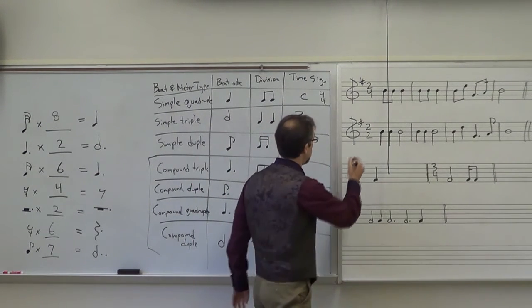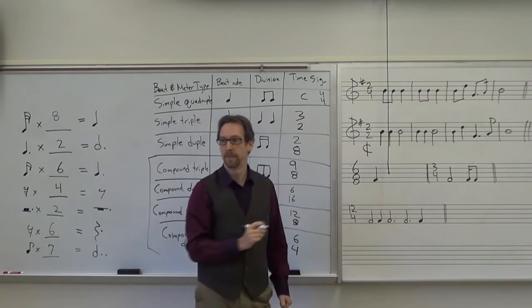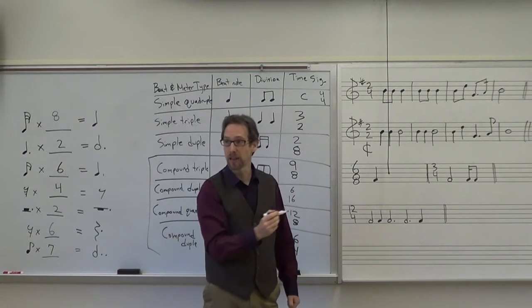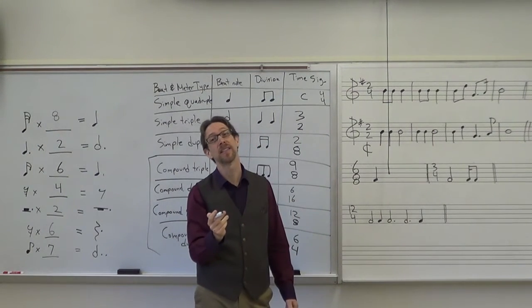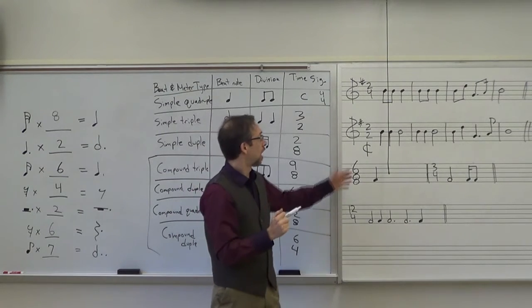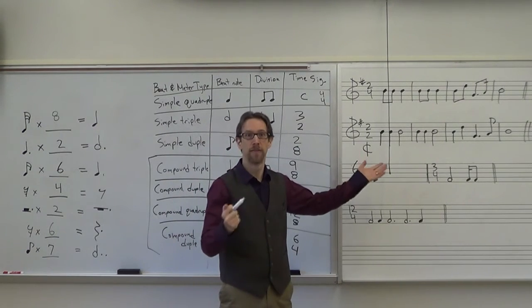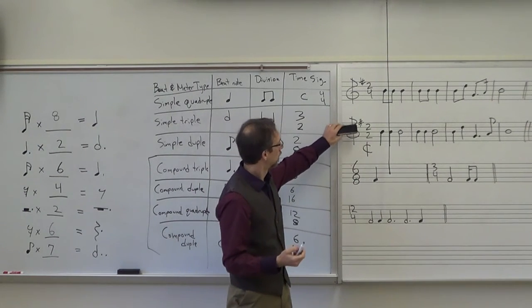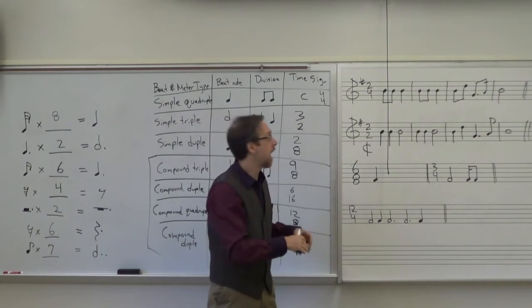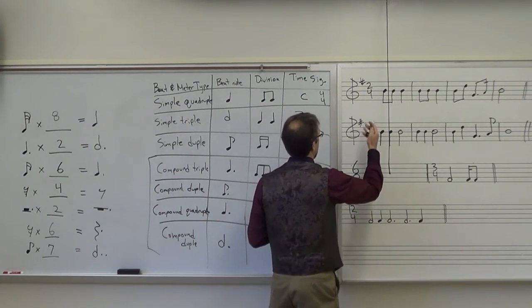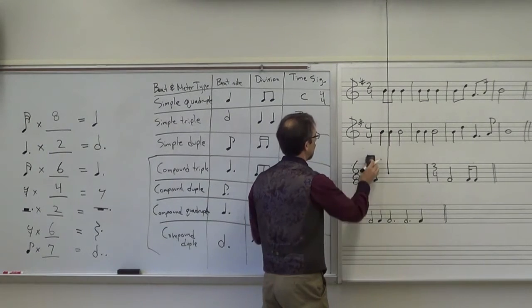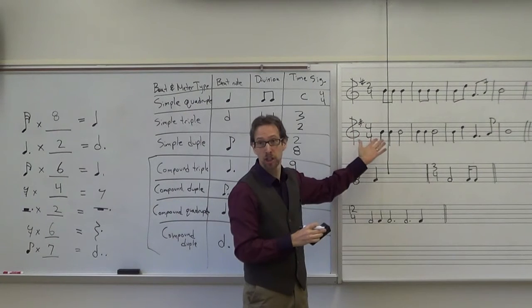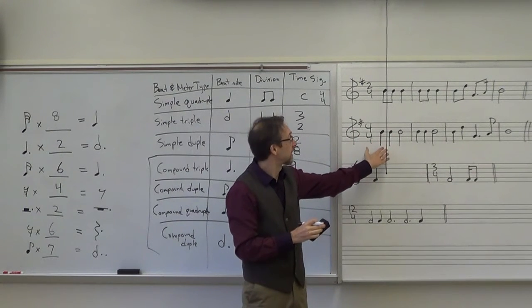Another way to say 2/2 is cut time. So you take common time, you put a line through it, you call that cut time. Same thing as saying 2/2. A lot of marches, like John Philip Sousa marches, are in cut time. What's the difference between cut time, or 2/2, and 4/4, or common time? It's this: by just changing the time signature, I don't need to do anything here. I can write the exact same thing.